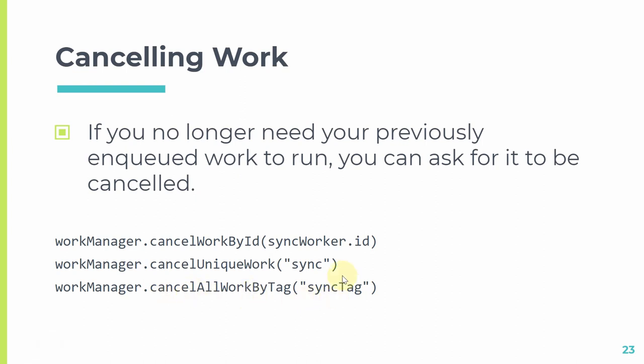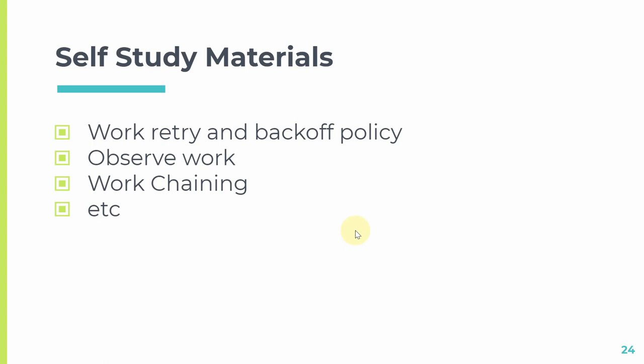All right, actually there are a lot of things you need to know about WorkManager, but I encourage you to do self-study about worker retry and backoff policy, which means that if something failed, what policy you should apply. You can retry it or just ignore it. Also how to observe the works and how to chain the works, and so on.